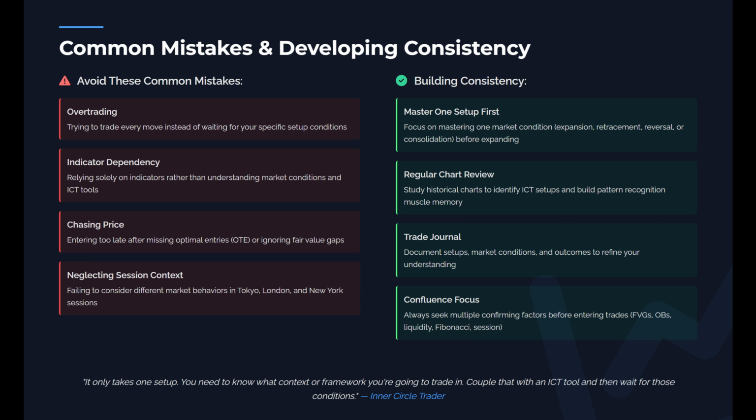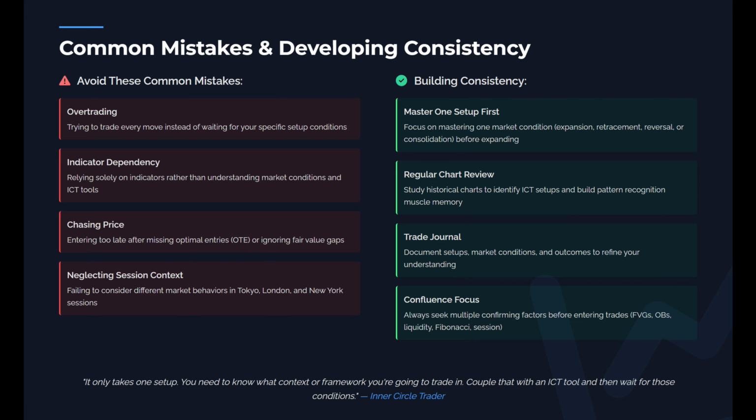Mistake number 2, chasing price. When you see a strong move happening, your emotions will scream, "Get in now before you miss it." Resist this urge. If you missed the initial move, wait for the pullback or the next setup. There's always another opportunity coming.